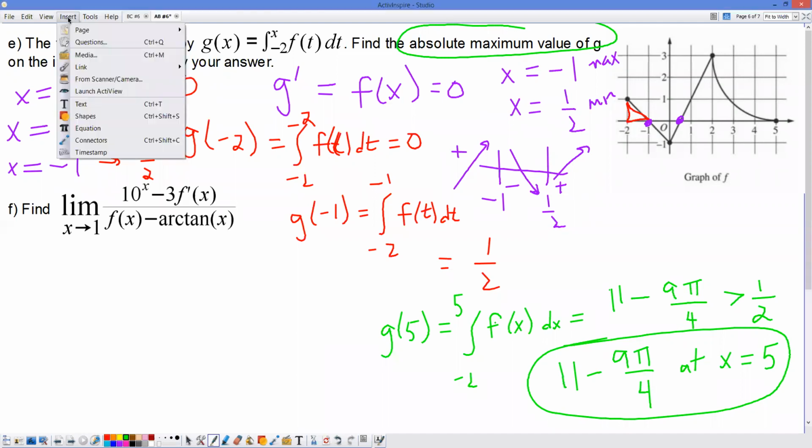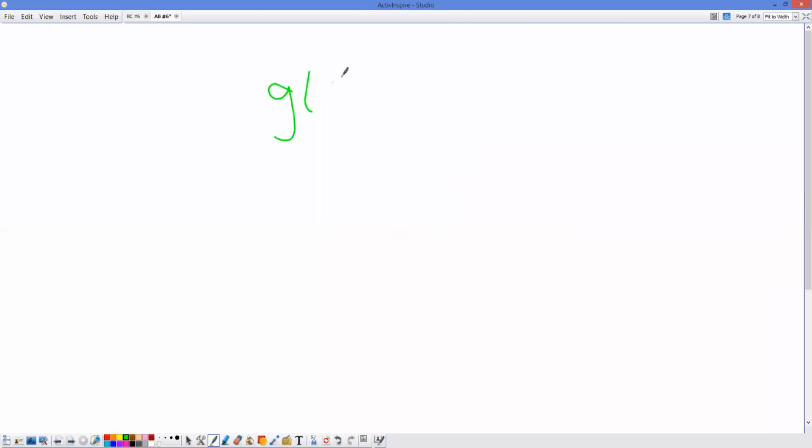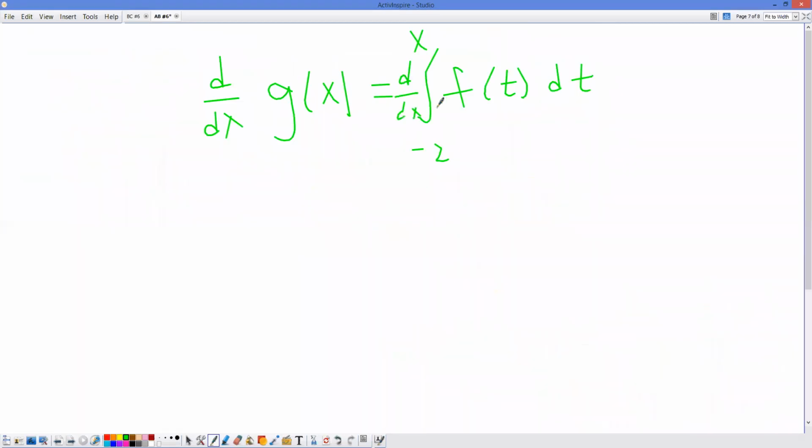let me give myself a new page here. So if we've got g of x equal to the integral from -2 to x of f of t dt, when we take the derivative with respect to x of both sides of this, that tells us that g prime, or the derivative with respect to x of g, is equal to the derivative of the integral from a constant to x of a function. And the first part of the fundamental theorem of calculus says that the derivative of the integral from a constant to x of any function is just that function. So, Justin, does that make sense why g prime is equal to f now?